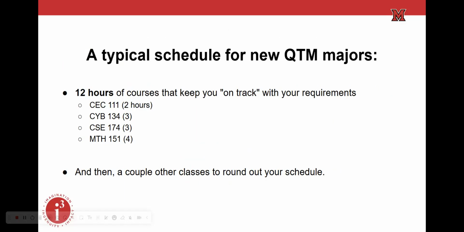A typical schedule to start off as a quantum computing major could look like CEC 111, CYB 134, CSE 174, and Math 151. You can also add in some Miami Plan classes as well. This is just an example of some classes that you could take starting off in this major.